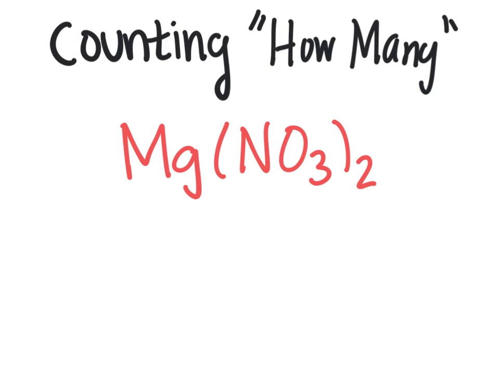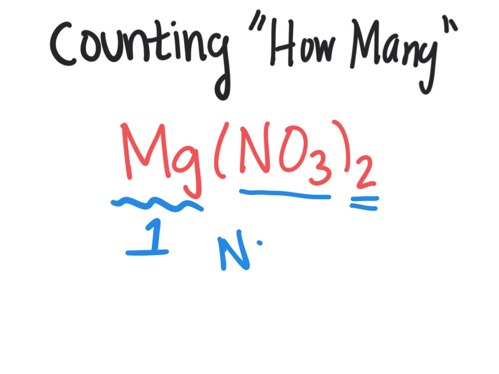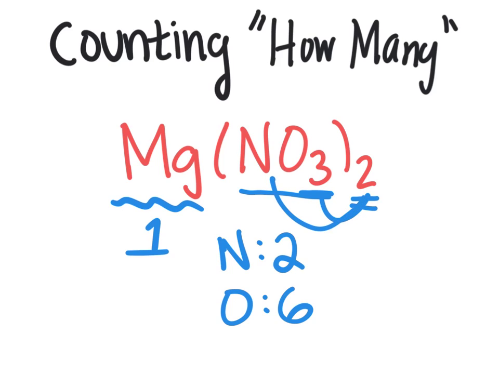When we want to count how many for each element in a molecule, if you see parentheses, you need to be extra careful. So for magnesium, hopefully we can see that that's just one magnesium. But when we look at NO3, we have to remember that we have 2 groups of NO3. So if each NO3 has 1 nitrogen, overall, we have 2 nitrogens. And if each group has 3 oxygens, overall, we have 6 oxygens. So it's almost like distributing from a math class. You multiply that 2 in for each of the elements that it's referring to.